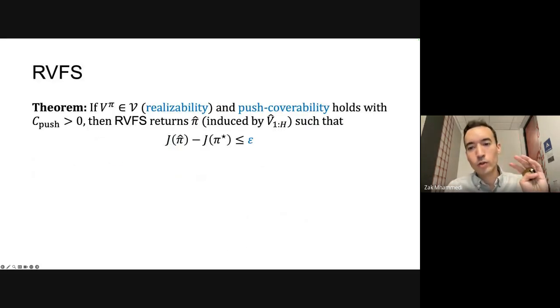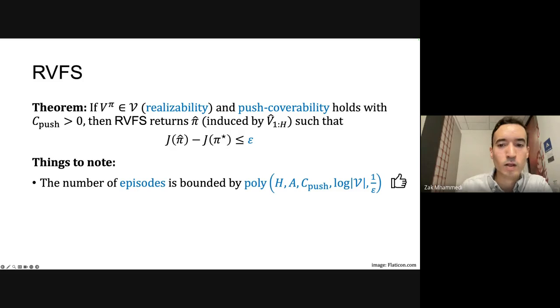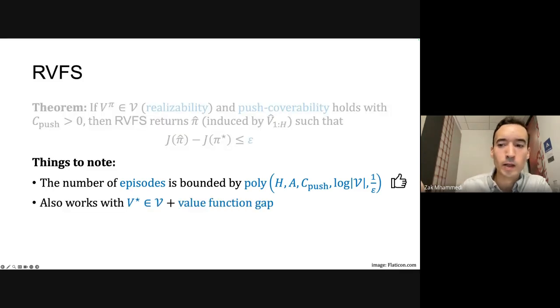Okay, before I walk you through the algorithm, let's first look at the guarantee. So now we work with V realizability instead of Q realizability. Given V pi realizability for all pi and push forward coverability, RVFS can compute a near optimal policy, and it does it with a number of samples that is polynomial in all the relevant problem parameters. And here the V pi realizability can also be replaced by V star plus a gap instead.